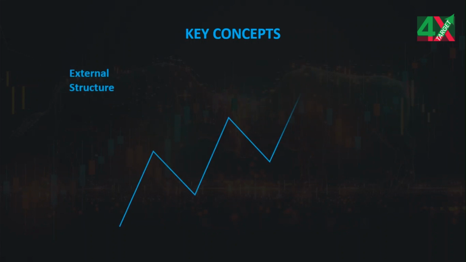The external structure represents the overall trend of the market. It is the big picture formed by significant swing highs and swing lows. We usually identify external structure on higher time frames. Think of the external structure as the skeleton or roadmap of the market. It gives structure to your trading decisions.